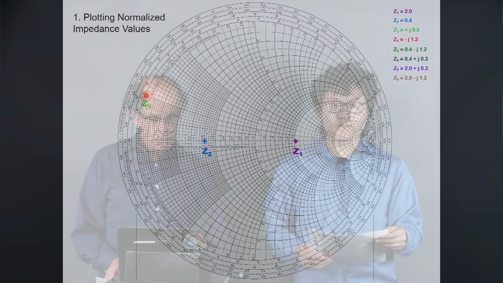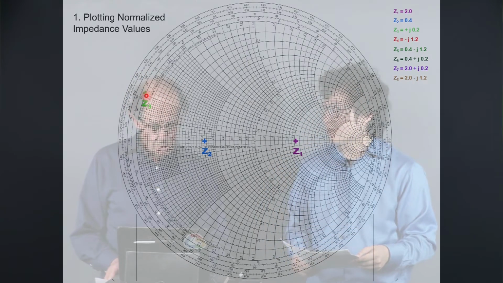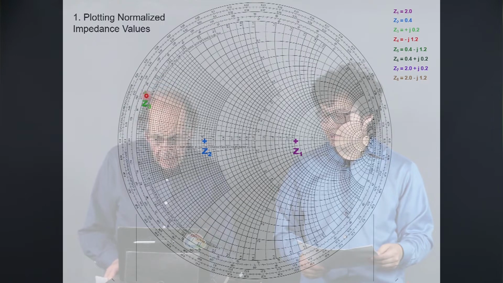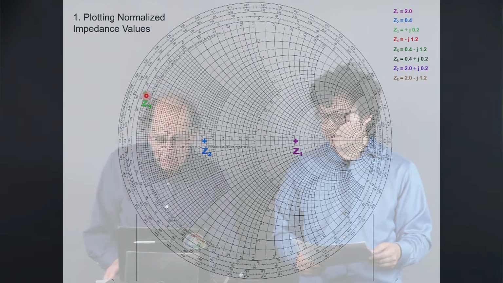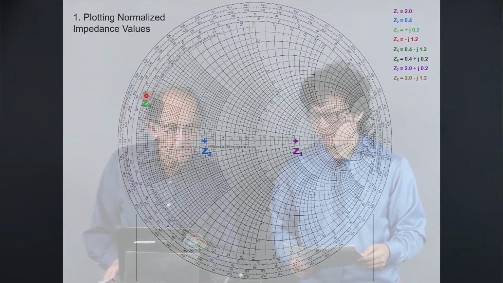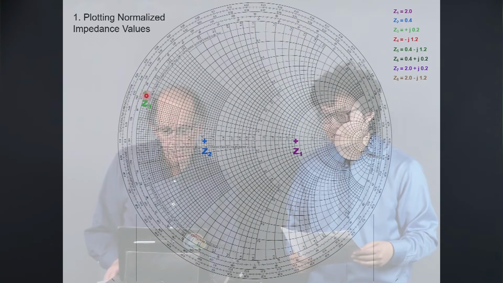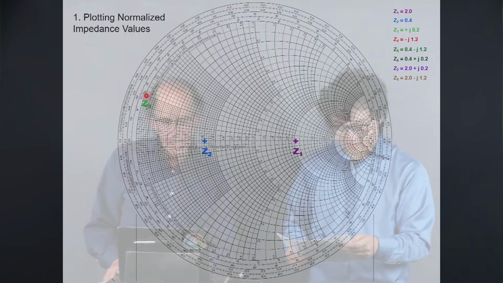And that's on the outer circle that corresponds to the real value being equal to 0. So that's right. Okay, Sam, you do the next one.